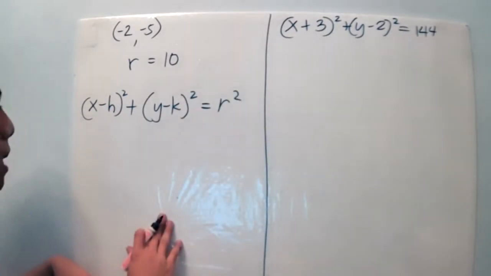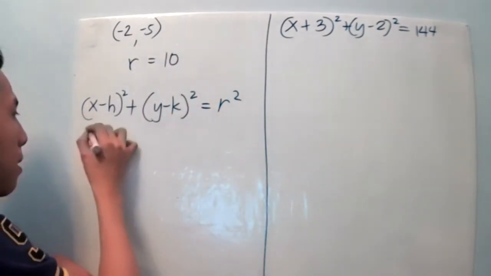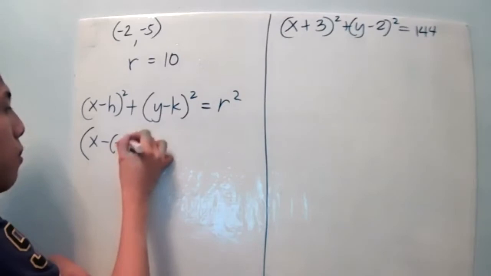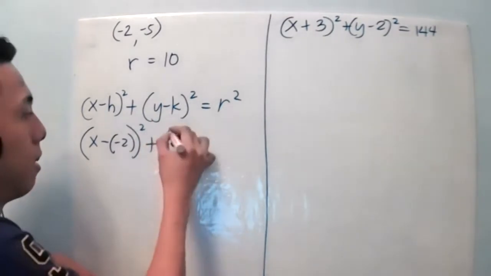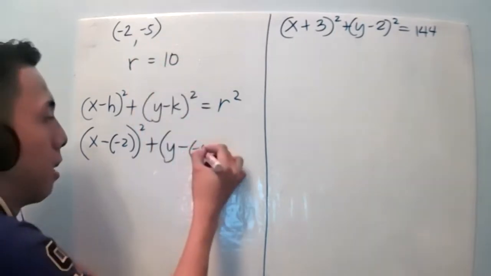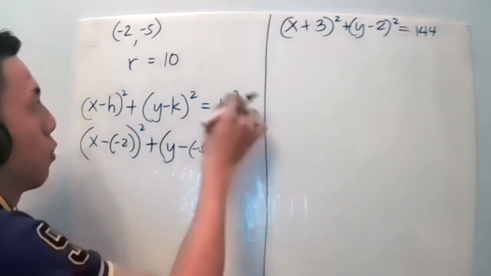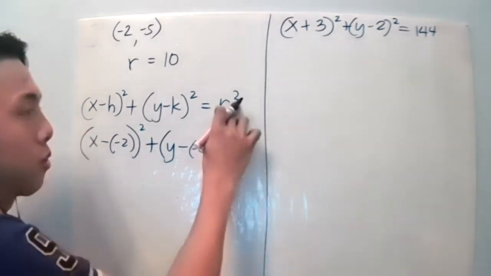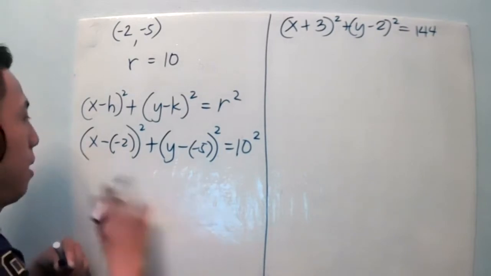Okay, so ilalagay lang natin yung mga given sa loob. Tama? So I will copy x, then negative, just copy h, which is -2, squared, plus y minus, and then I will copy -5, squared. Okay? Then equals r squared, so I will just copy 10 and then squared, kasi may squared tayo sa r. So sundan na.